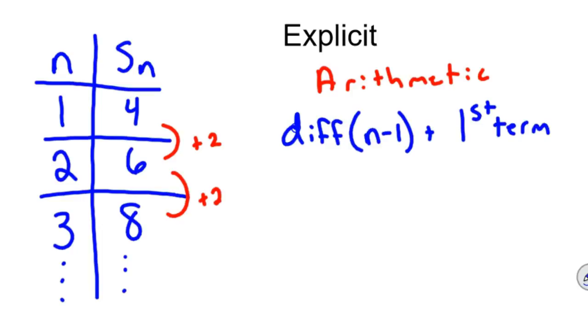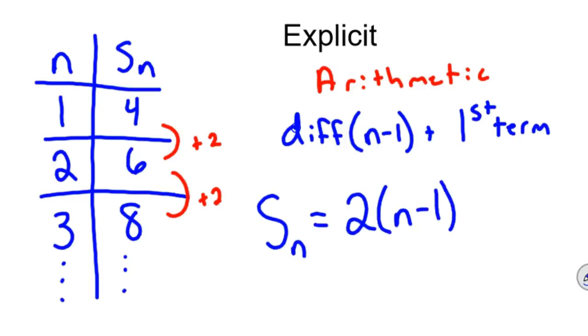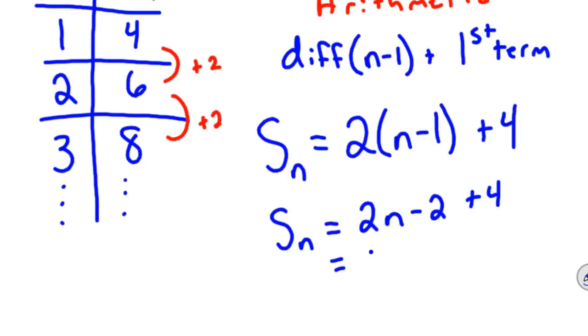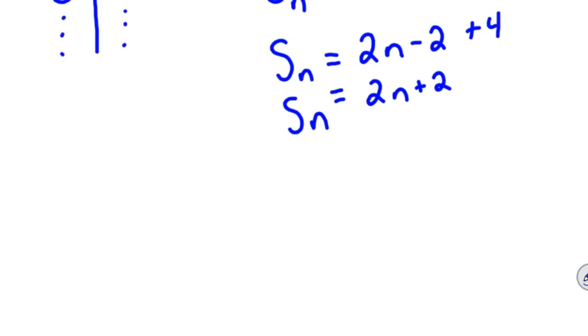So in our case, we'll use the same notation. S sub n equals our common difference, in this case 2, times n minus 1, plus my first term, which is 4. So this is the explicit formula. And I'm going to simplify this a little bit to get us into a form like y equals mx plus b. You might be used to seeing it that way. I'll distribute my 2 through, add the negative 2 and 4 together, so we'd have 2n plus 2. So that's the simplified version of this explicit formula.